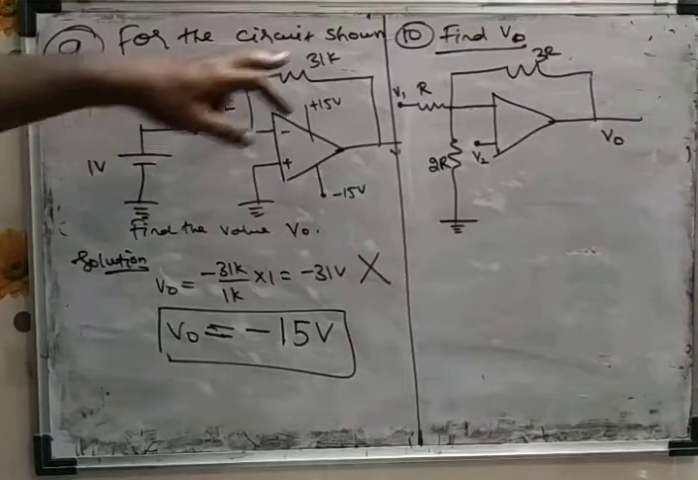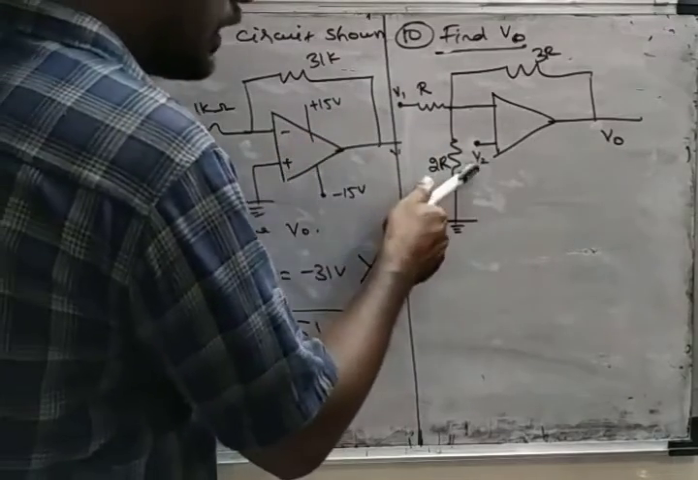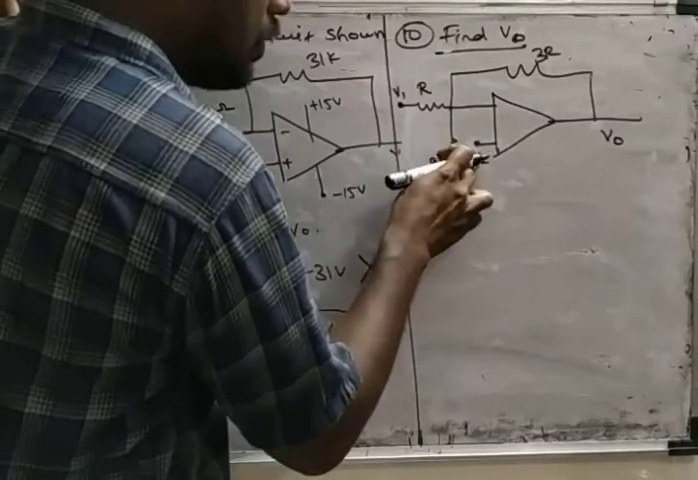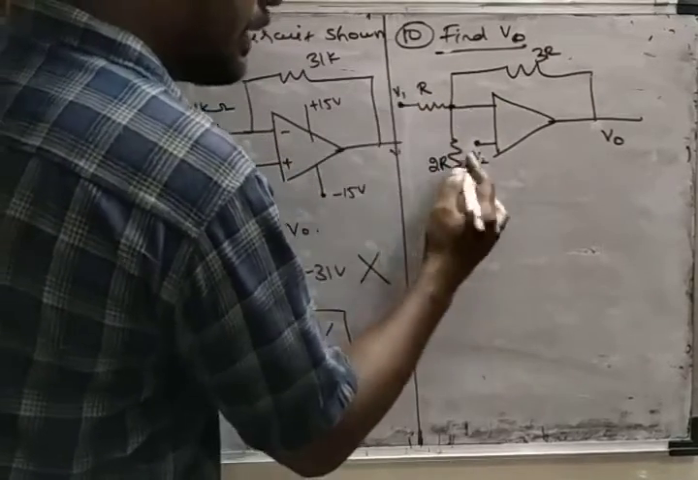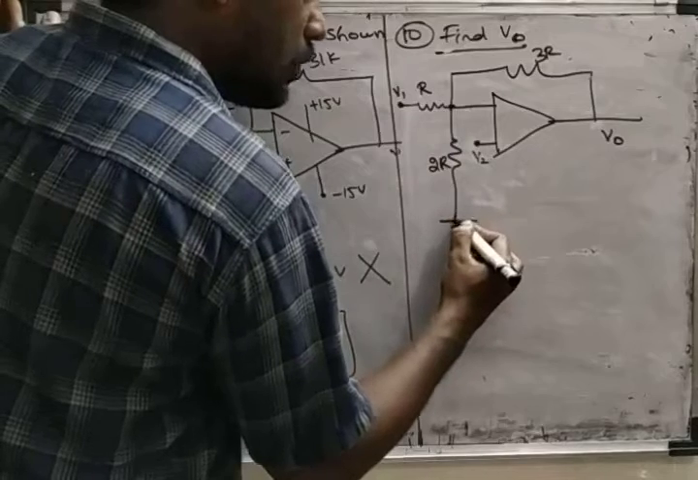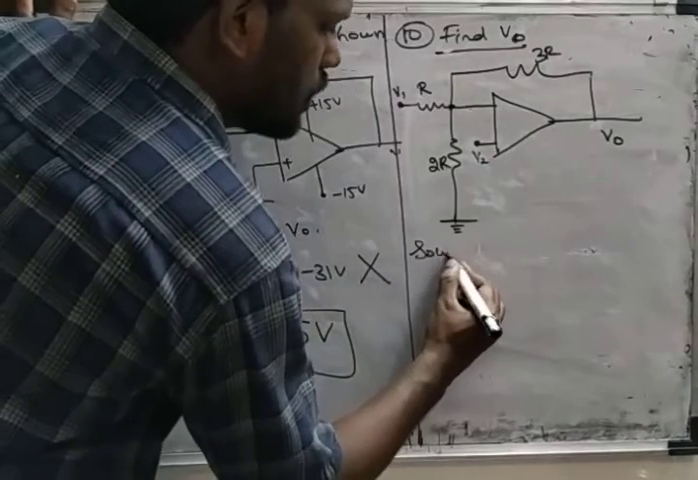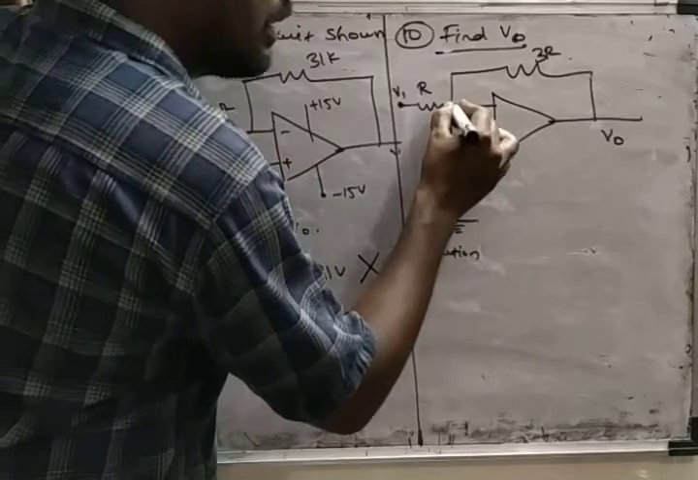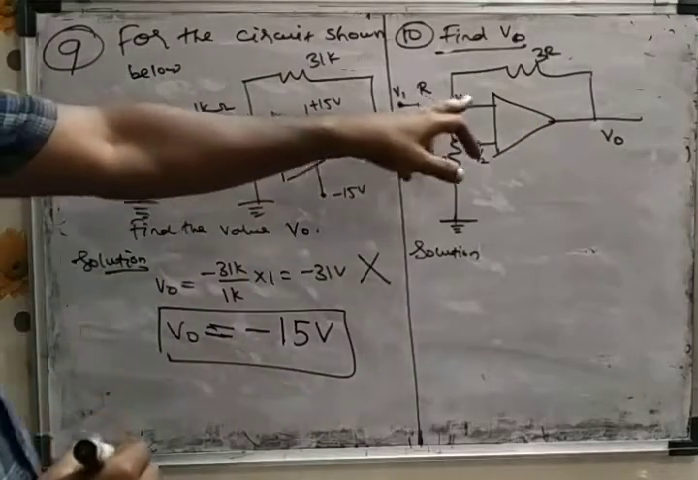So next question, find V naught for the circuit having two inputs V1 and V2. Here we have V1 and here V2. Feedback resistance is 3R, the input resistance is R, and here you have 2R to the ground. So we know that by the virtual ground concept, here you have V2, here also you have V2, and here also you have V2 voltage.